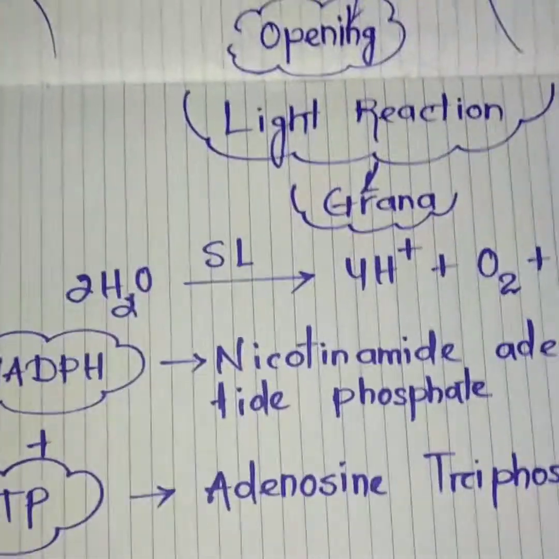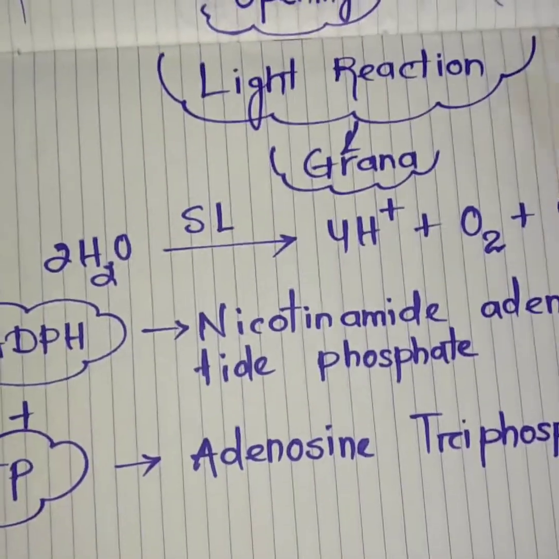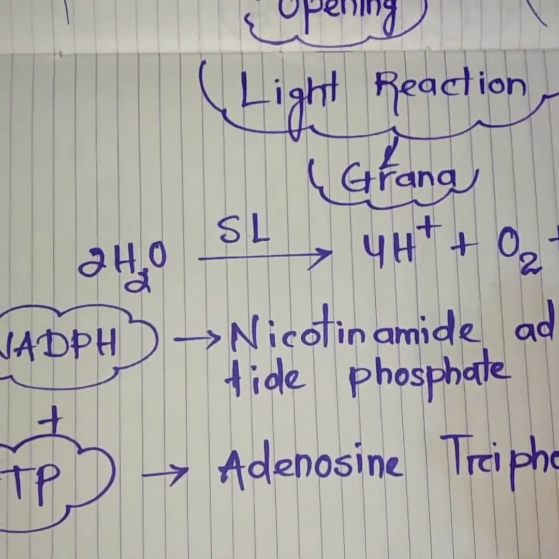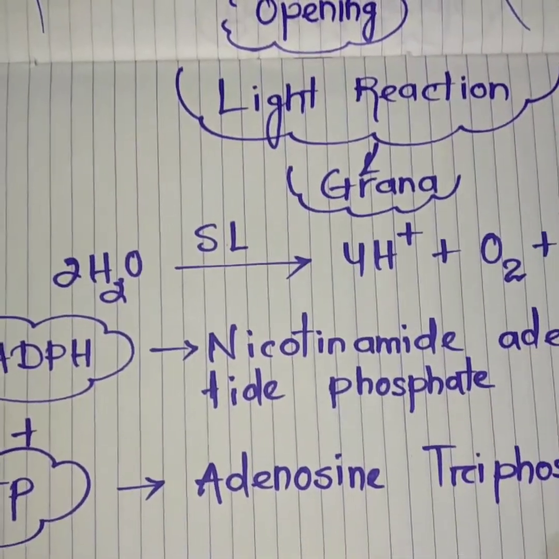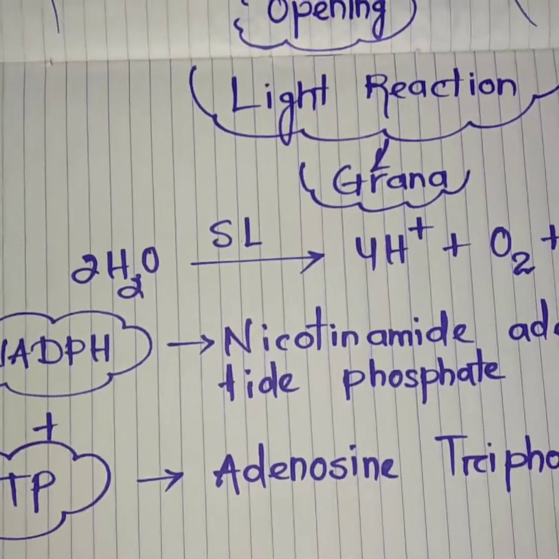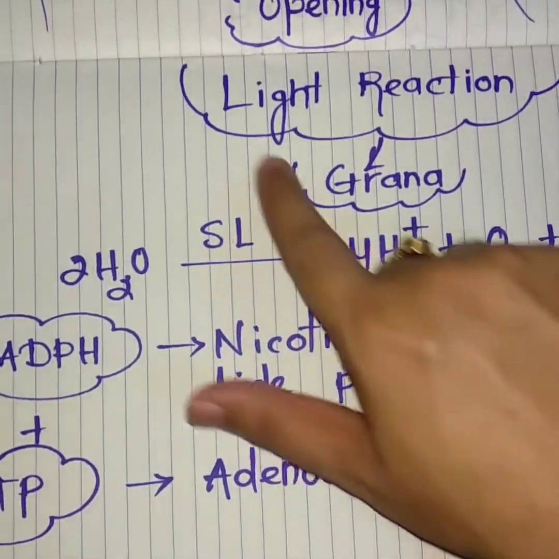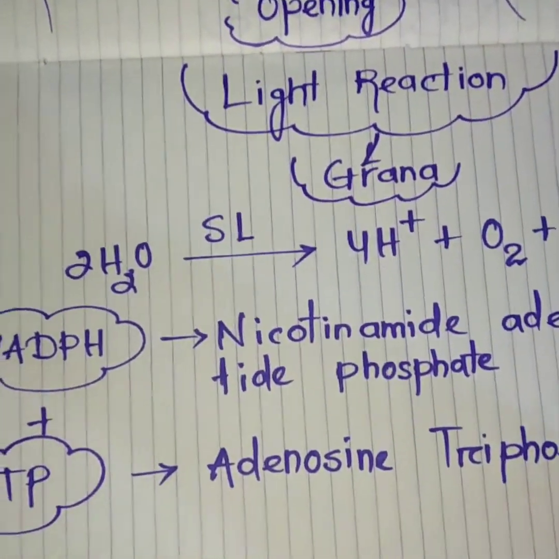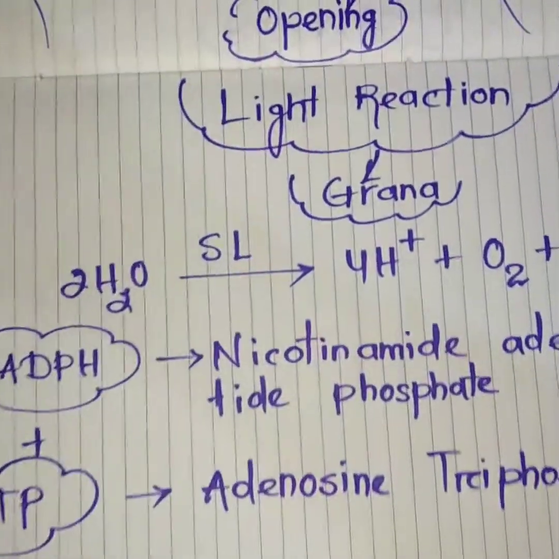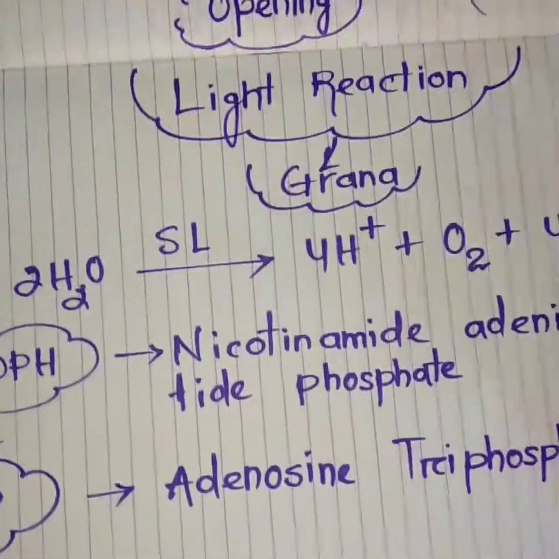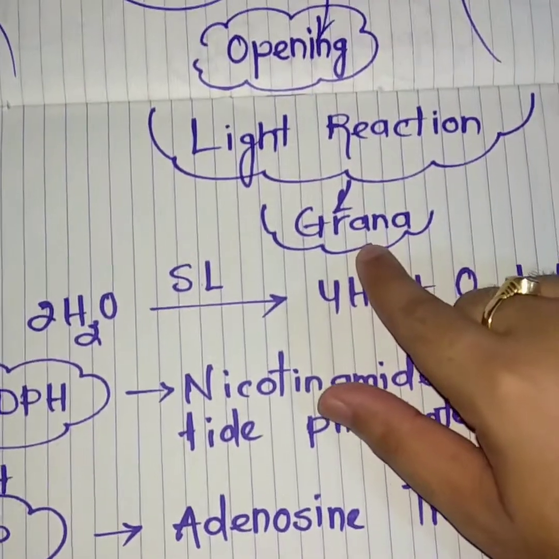As we have discussed earlier, photosynthesis has been classified into light reaction and dark reaction. So in this part we will discuss only the light reaction. Clear? The light reaction occurs only in the grana of a plastid.